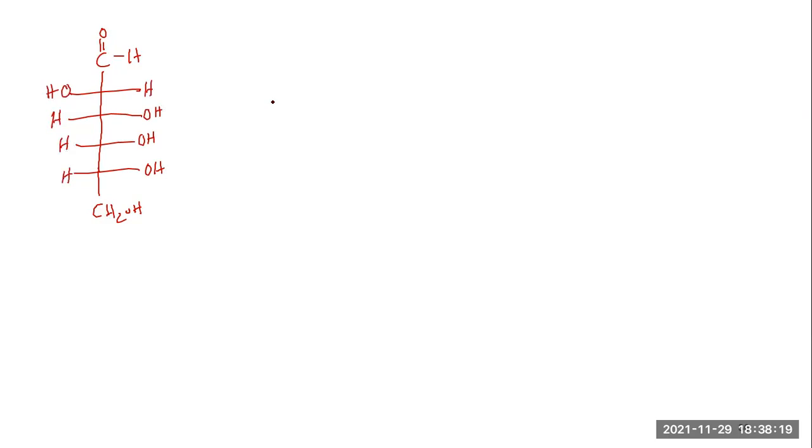And why don't you draw the beta anomer of this guy? Turn this guy into a ring type structure and see what you come up with, and we'll take a look at it here in just a second.